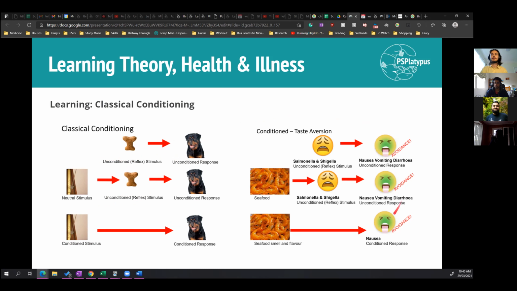For example, someone experiencing nausea from the smell and flavor of seafood, that likely is due to them previously having an unconditioned reflex to some event, like having salmonella for a bit, and associating that bad event with seafood, and that learning causes them to experience nausea. So yeah, that's classical conditioning.